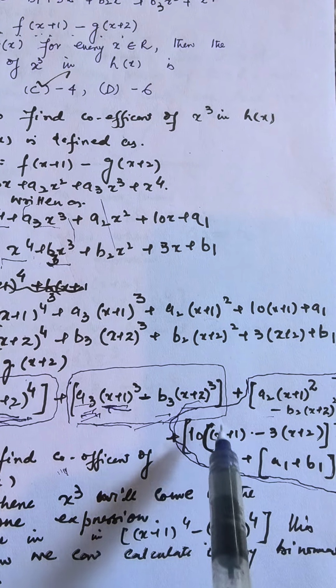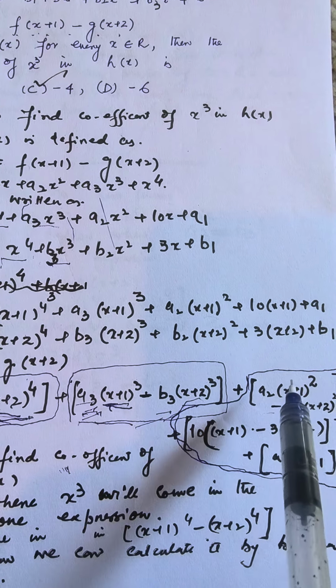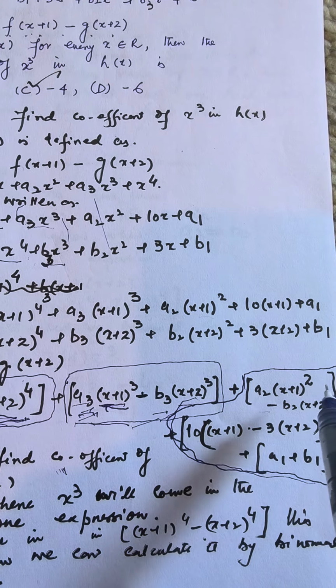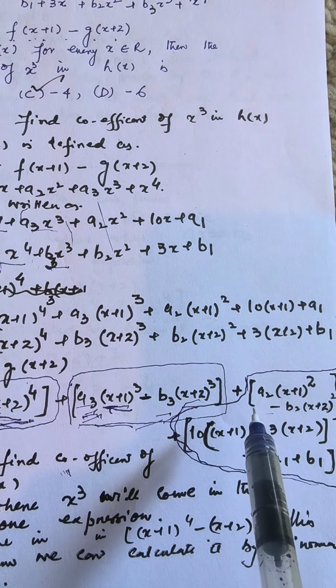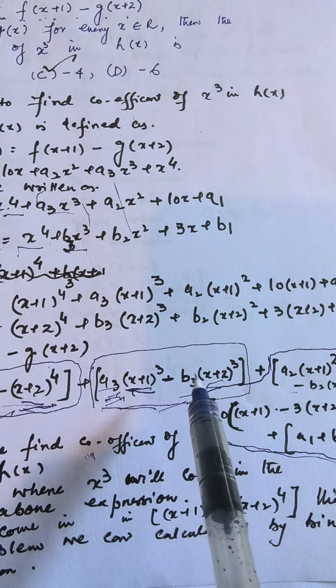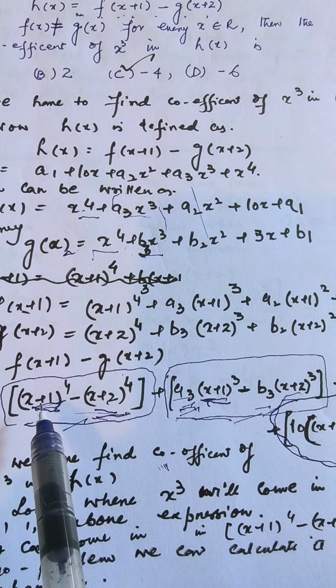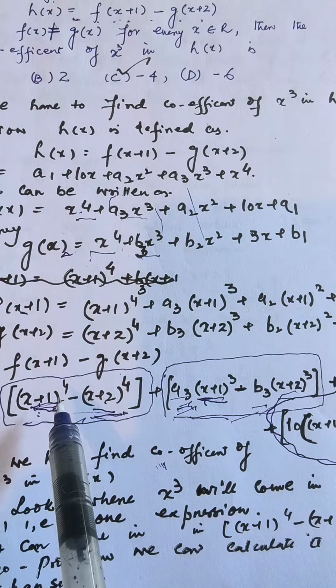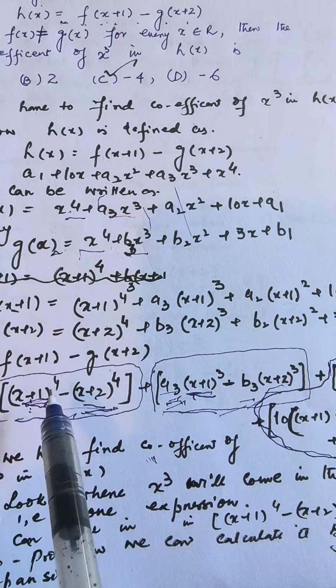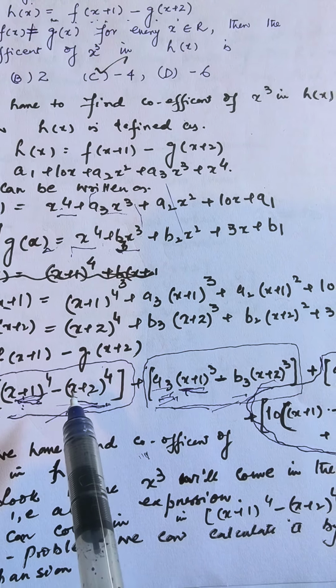So we can neglect these terms in our h of x, because we have to calculate the coefficient of x cube in h of x. Now our h of x is this, so from here we can calculate easily. It is a binomial expansion, we don't have any issues because it will be x cube, so the coefficient will come. From here also the coefficient of x cube will come.